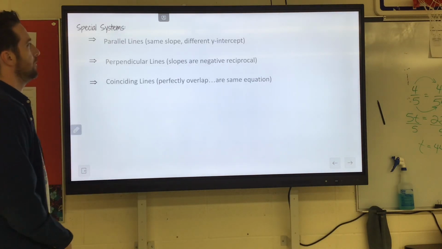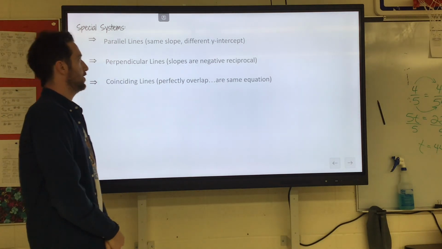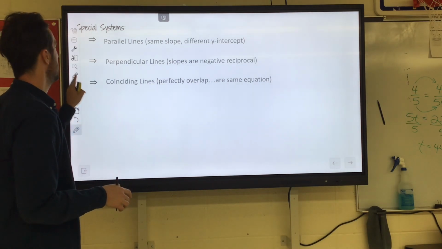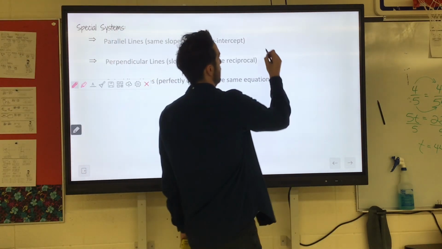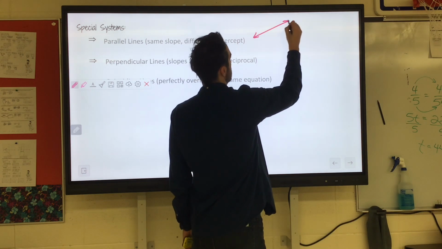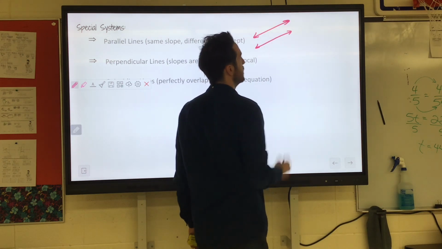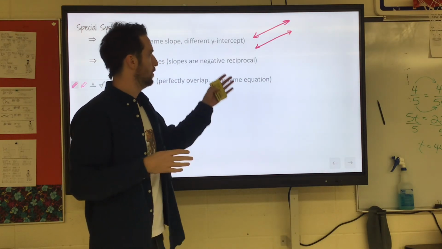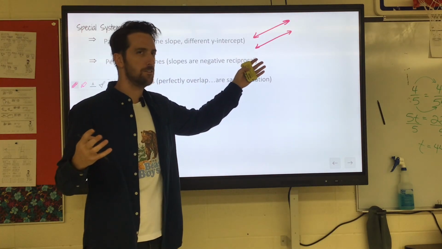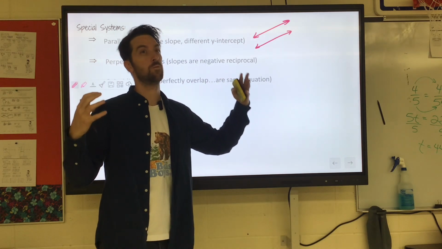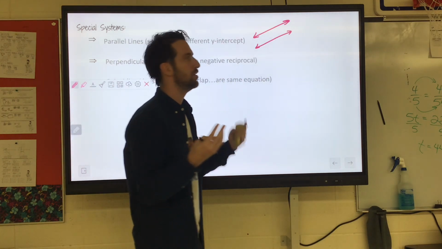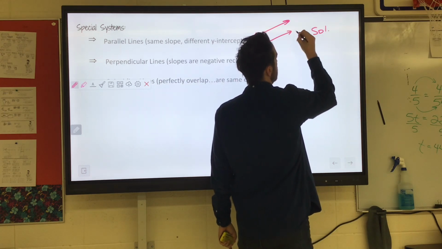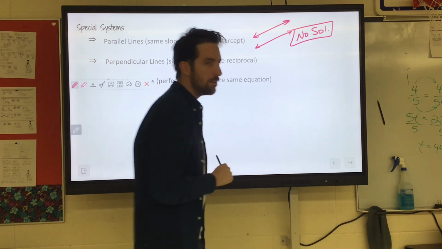All right. Now we do have these special systems of equations. You might have some parallel lines, which are lines that have the same slope but a different y-intercept. Now, if we were graphing them, they might look like this. Those are lines that have the same slope but different y-intercepts. We're looking for where they cross. Those are never going to cross. So if our solution is where do they cross, and it's not possible, we're going to say no solution. So if you have parallel lines, there's going to be no solution.